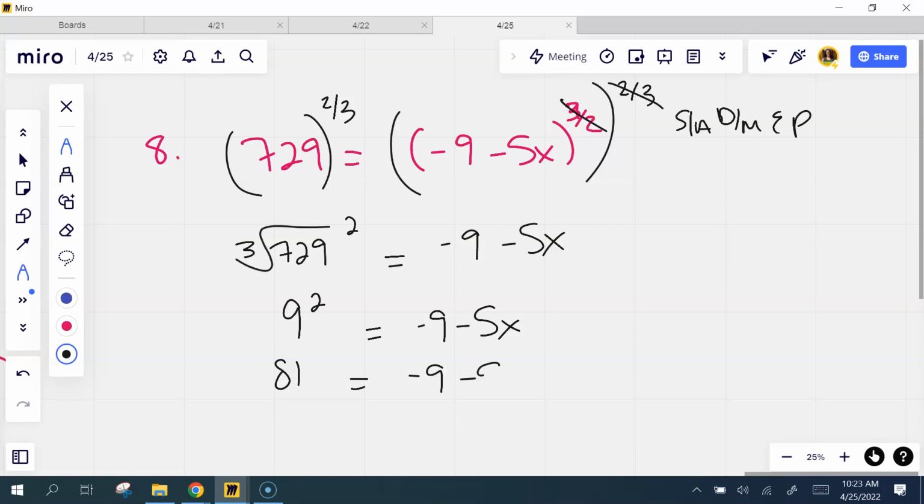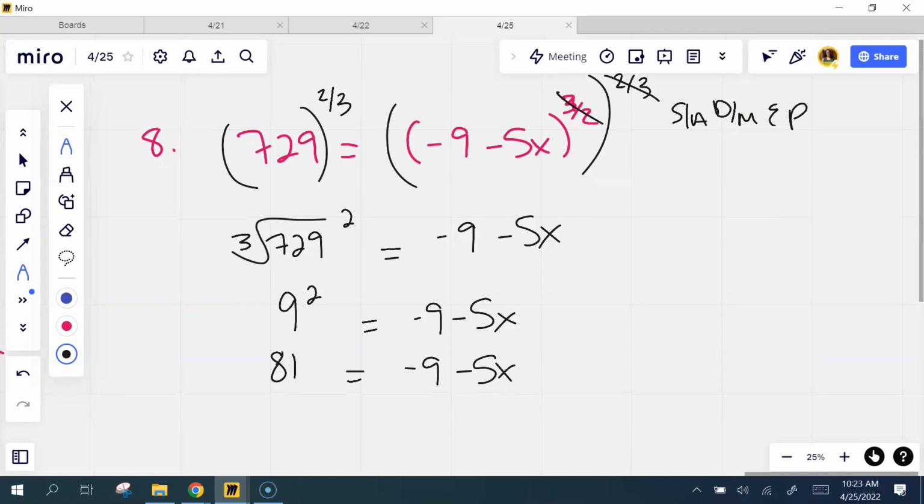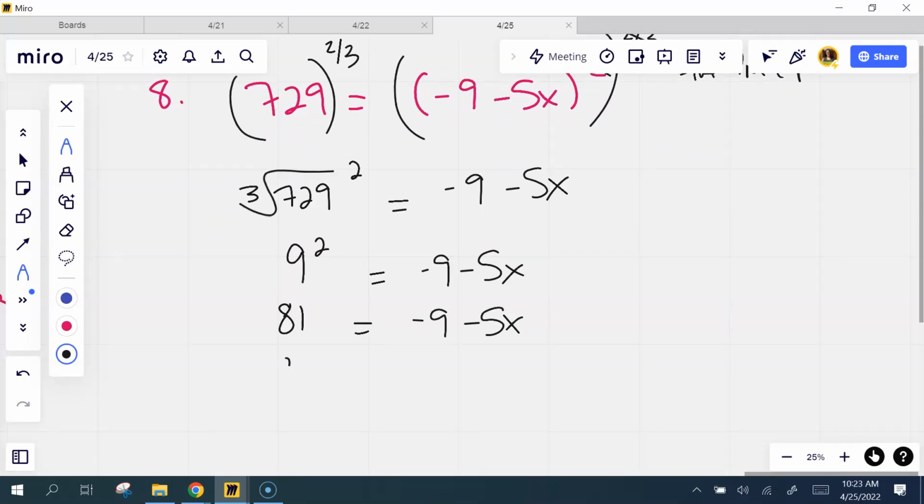Now, is that something you can solve? Certainly hope so. Add 9. Divide by negative 5. Negative what? They look terrible, but they're not that bad.